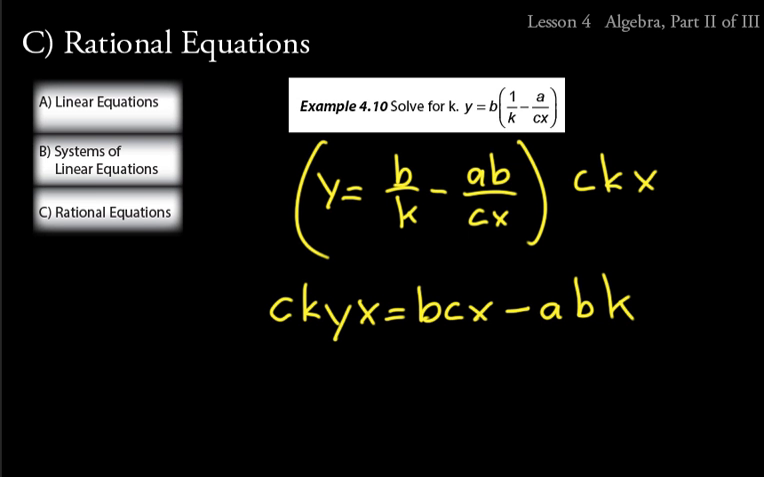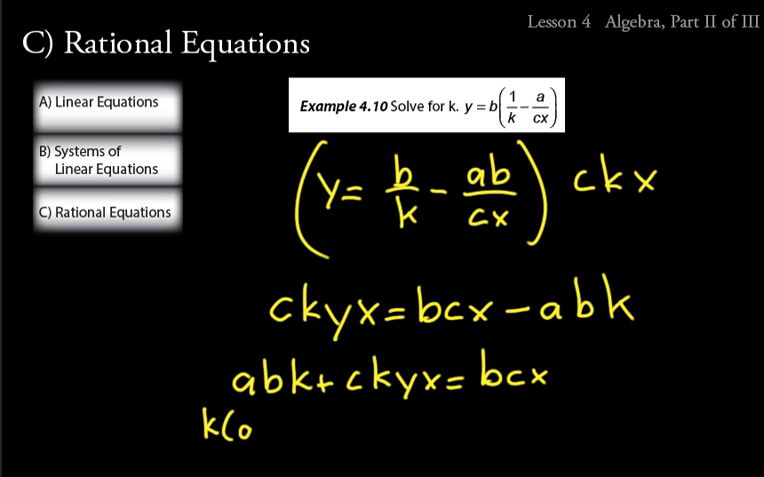We're solving for k. So that means we need to isolate the terms that have a k. Get those on the left, preferably. It doesn't have to be on the left, but that's what we'll do here. So we'll say abk plus ckyx is equal to bcx. And then we'll factor the k out. K parentheses ab plus cyx is equal to bcx.